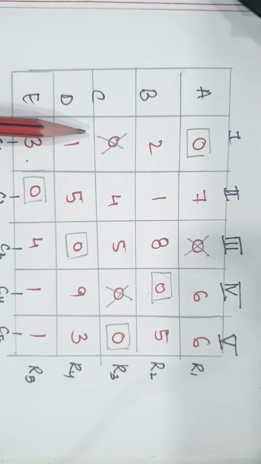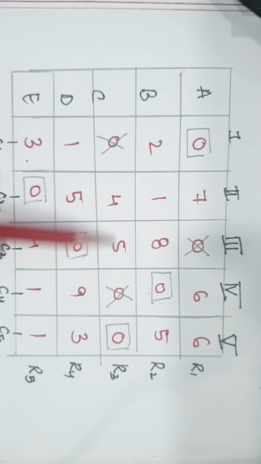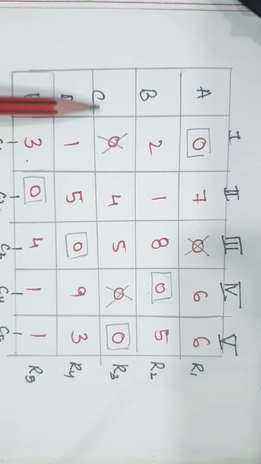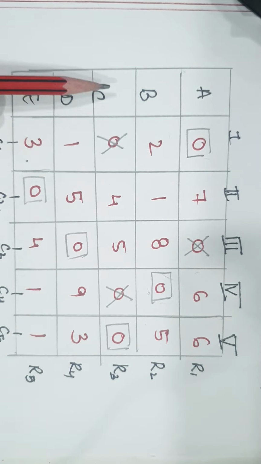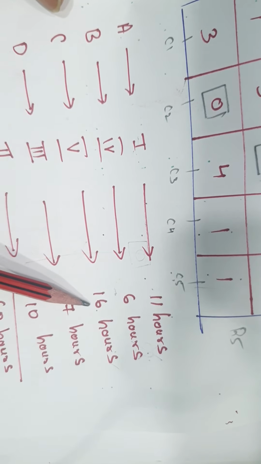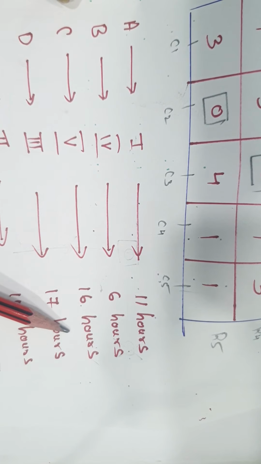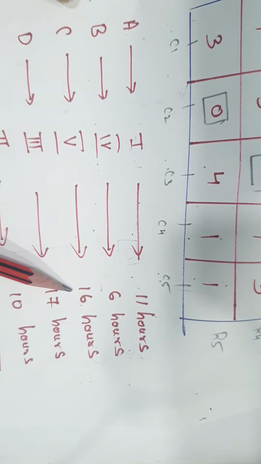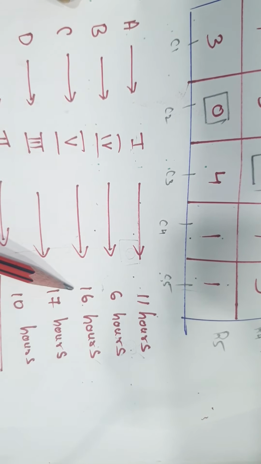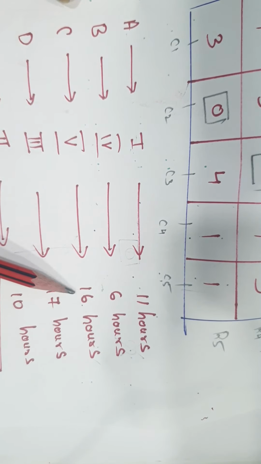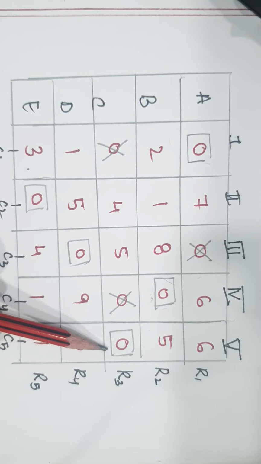Okay. Now C is assigned to machine 5. How many hours are there? 16 hours. Okay, na? From where did you get this 16? From the question you got the value 16. In that position in the question, what is the value? That one you have to write.